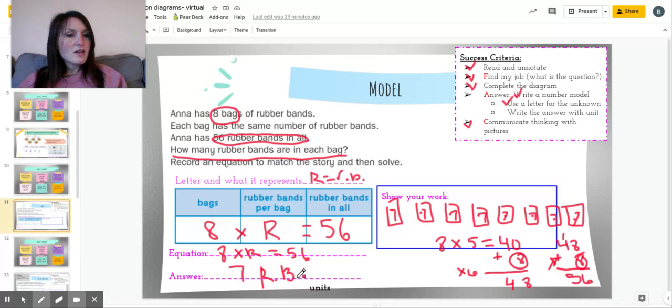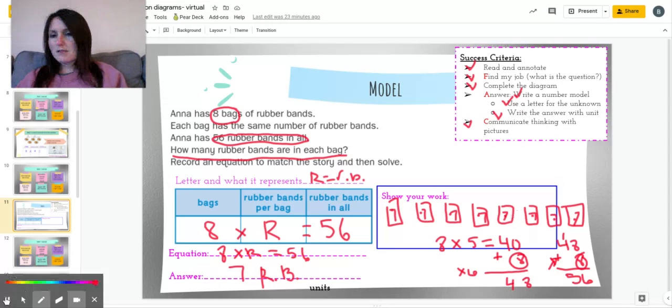Okay, and so you could definitely, if this didn't really make sense to you and you wanted to draw all those dots, that's completely fine with me. Okay, as long as it makes sense to you. Okay, just make sure that you wrote your answer and you communicated that somehow over here with your pictures or your work.